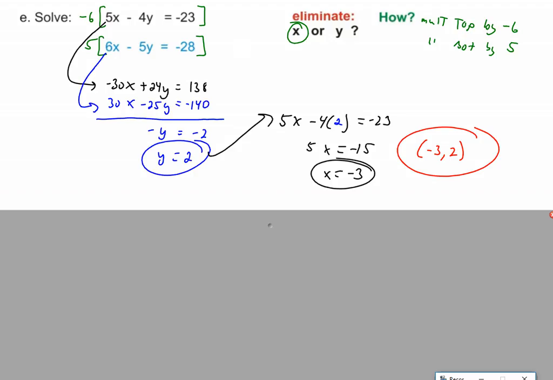But one had to be negative and one had to be positive, because you need 30 of them to be positive and 30 of them to be negative. And no problem switching that. You would end up with positive y equals 2 right off the bat. Any other questions on that? Okay, so that's the method, right?